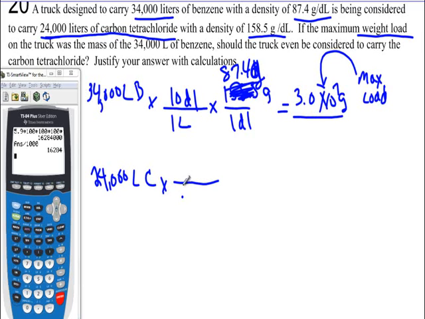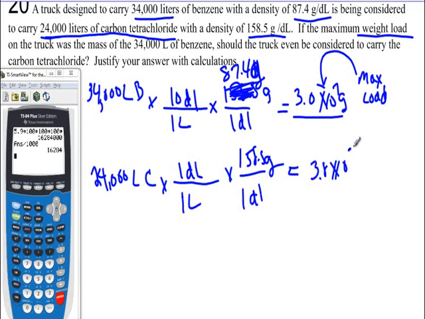Okay, so let's just keep going. So what I know is 1 liter. Here is 1 deciliter. And I know that 1 deciliter has this much mass, 158.5 grams. So this is carbon tetrachloride. If I multiply this out, I get 3.8 times 10 to the 7th grams. Okay, so obviously this is more mass than this, so it's too heavy. This truck will not be able to carry this because it will exceed their load. Okay.